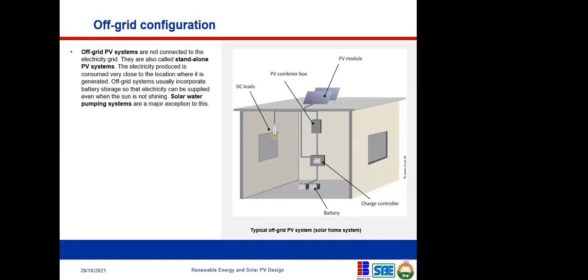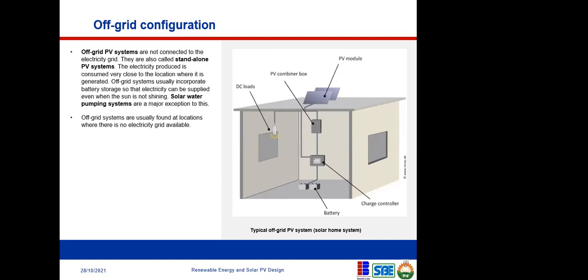An off-grid system usually incorporates battery storage so that electricity can be supplied even when the sun is not shining. Solar water pumping systems are a major exception to this. Remember I told you that with a solar water pumping system, you don't necessarily need batteries. So they're just direct. Okay, so this is for an off-grid system.